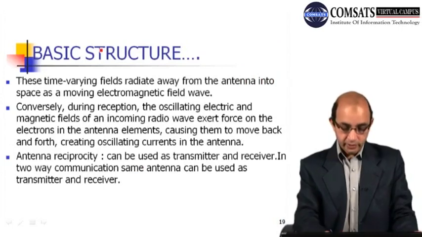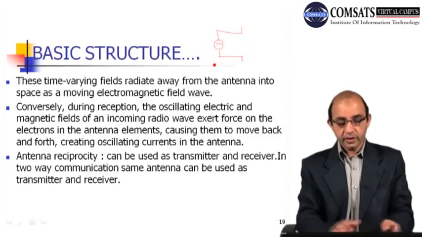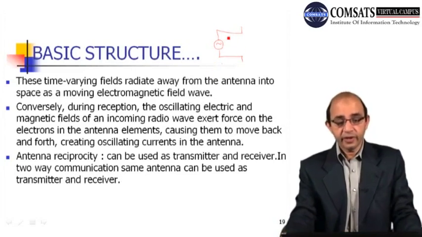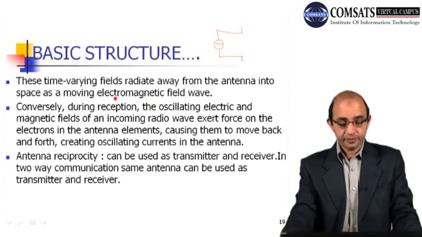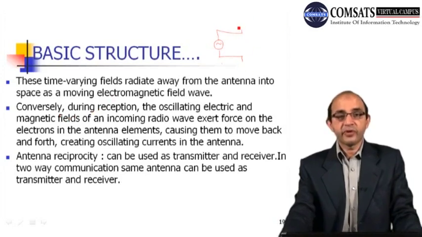Let me draw the figure again in order to show these transmission line antennas, because we have the basic structure. Here we have the time varying fields, and those time varying fields radiate in the atmosphere from the antenna into space, so we have a moving electromagnetic wave. So this is the case where we have the transmission.